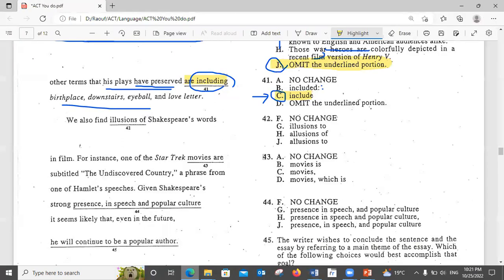So here we need to say that we also find Shakespeare's words in films. Meaning we found films that mimic Shakespeare's words, which means allusions to, not allusions of or illusion. Illusion means mirage, like reality and illusion, reality versus illusion. So allusion to Shakespeare's words means we found films that mimic Shakespeare's words.